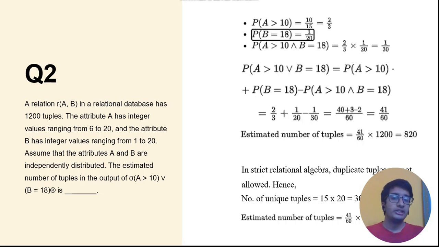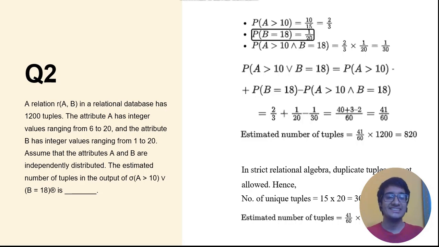Now we calculate the number of tuples satisfying B is equal to 18. The condition B is equal to 18 restricts B to a single value. The number of tuples that satisfy B equal to 18 will be 1 upon the total possible number of integral values of B, which we determined to be 20. So it's 1 upon 20 multiplied by 1200, as that's what we wanted to find.